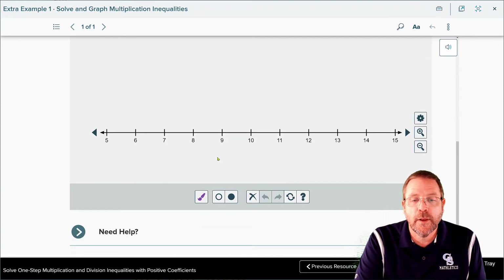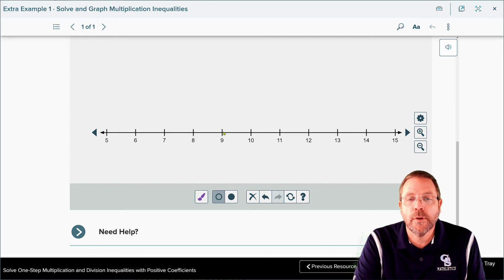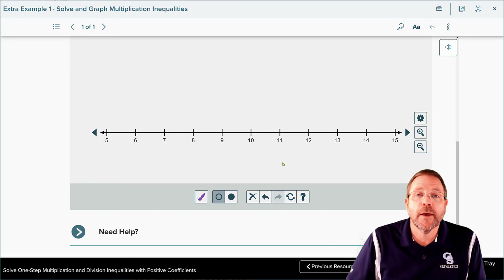So now we're going to see if it's going to let us graph it. We're going to have an open circle on the 9. Nope, it's not going to work nice, so we're just going to leave that alone.